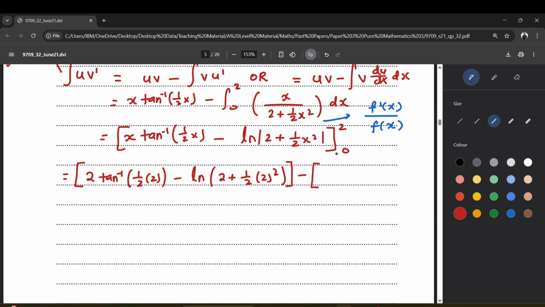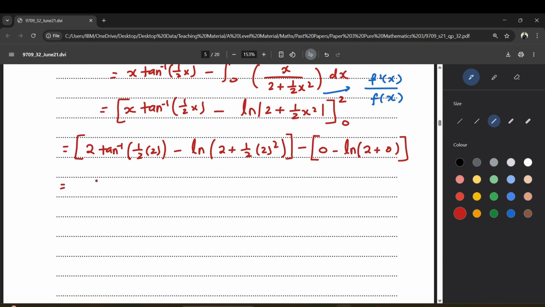The second one, if this is 0, x is 0, right? So the first whole term becomes 0. And on this side, we have minus ln 2 plus 0, because if I plug in the value of 0, this whole term becomes 0. All right. Then this becomes half times 2, so 2 and 2 cancel. So tan inverse of 1.